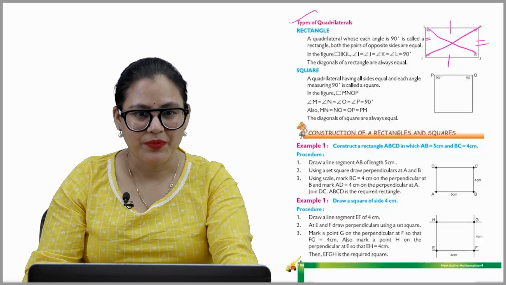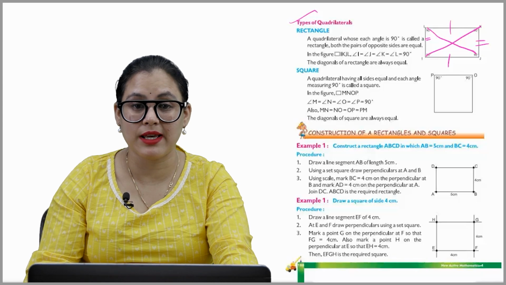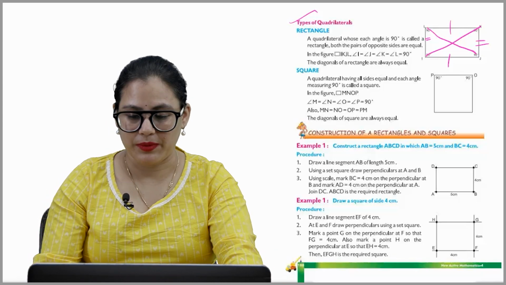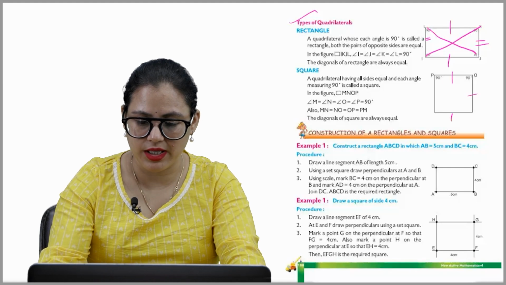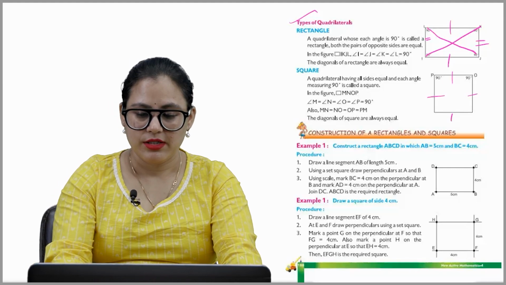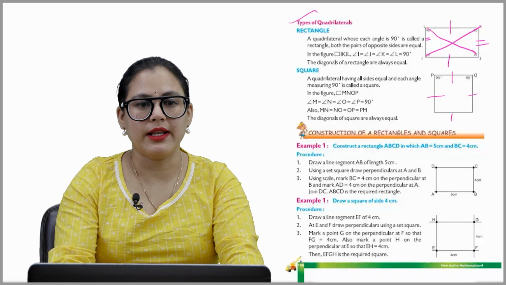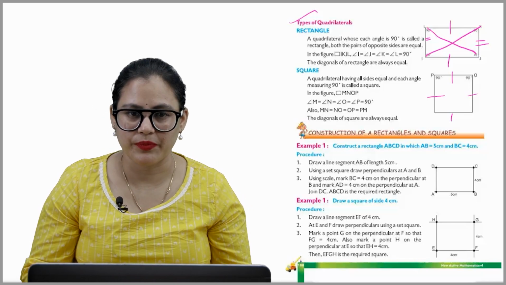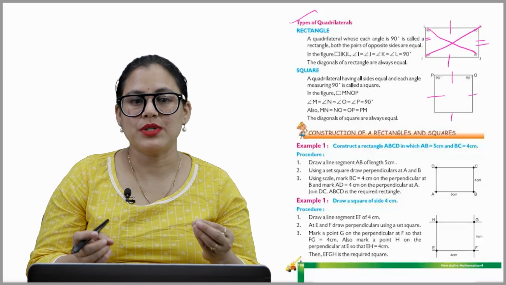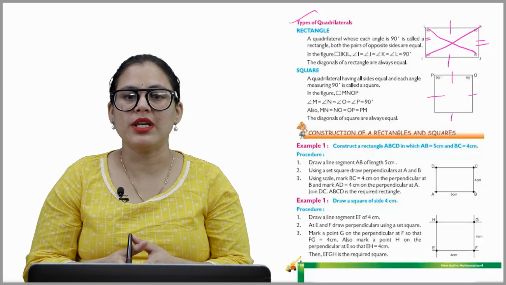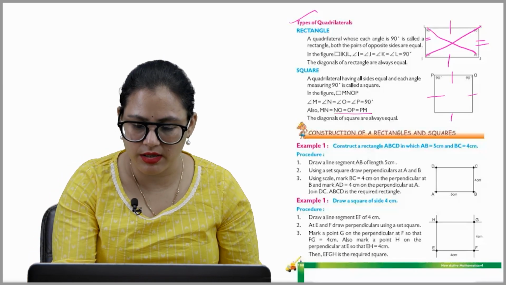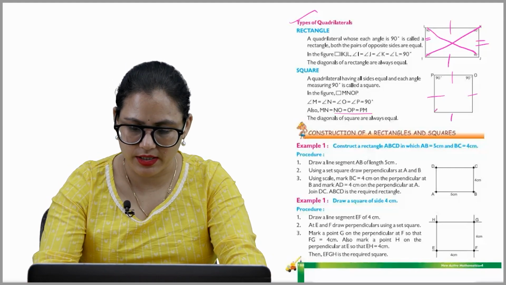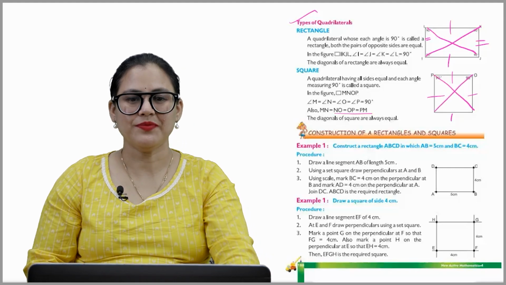Number 2, square. A quadrilateral having all sides equal and each angle measuring 90 degrees is called a square. All the sides are equal. In the figure, square MNOP, angle M is equal to angle N is equal to angle O is equal to angle P is equal to 90 degrees. And also MN is equal to NO is equal to OP is equal to PM, meaning all four sides are equal, and the diagonals of a square are always equal.